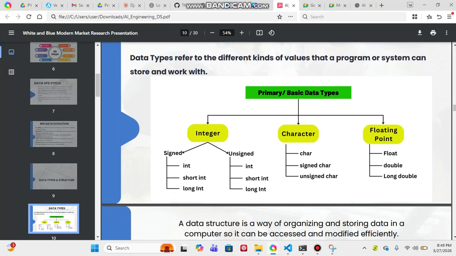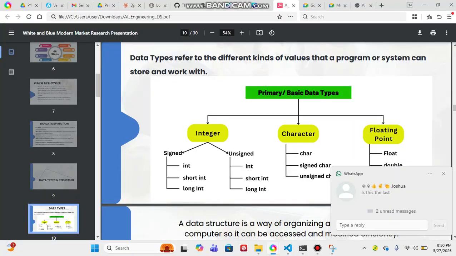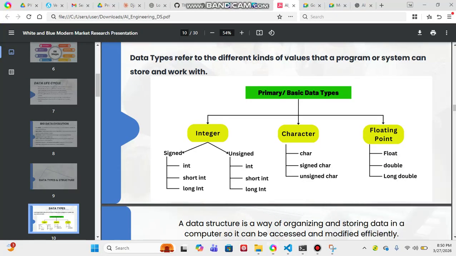So we have different data types. Data types refer to different types of values that a program or a system can store and work with. Now we have integer. Integers are numbers, whole numbers. Whole numbers are integers. You understand? We have characters, like text. Floating point, they are decimal numbers.